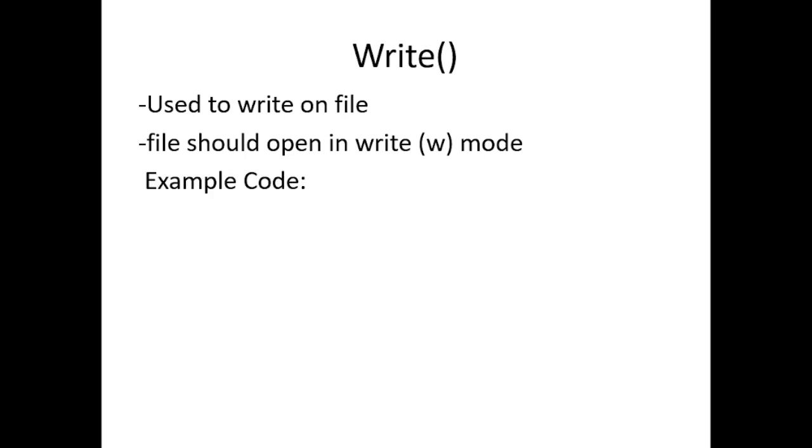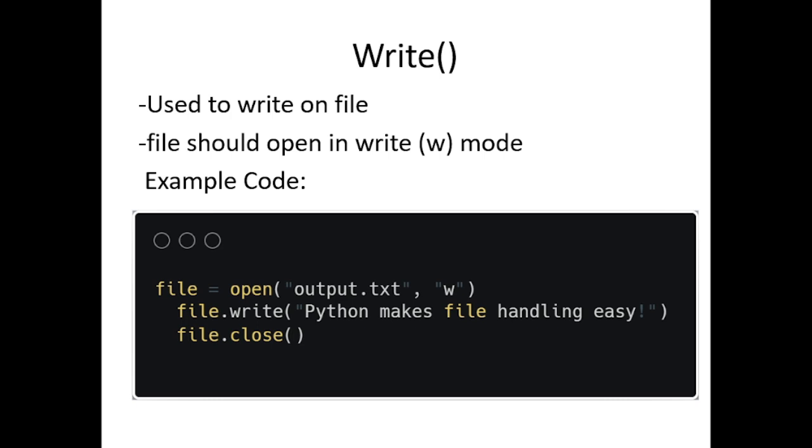Then comes the write function, basically used to write on the file, and to use this function the file should be open in the write mode. Let's see the example. Here we have opened an output.txt file in the write mode, and then we use this file object and the write function to write a line, that is Python makes file handling easy. We have written this line on the output.txt. Then in the third line we close the file. So what does this function basically do? This function is basically used when we want to write some content on the file.